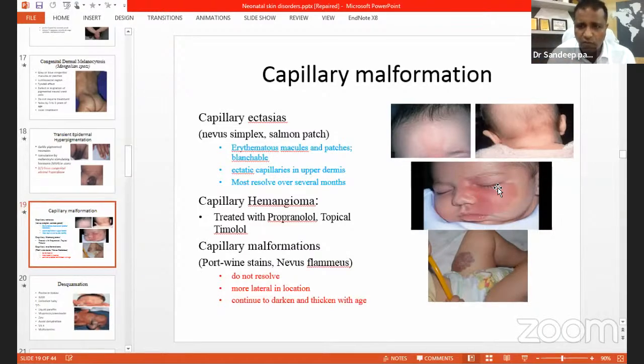The lower one is a salmon patch, and this one on the thigh is a hemangioma.